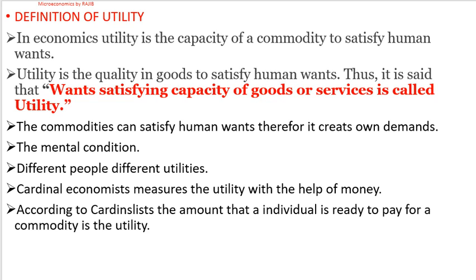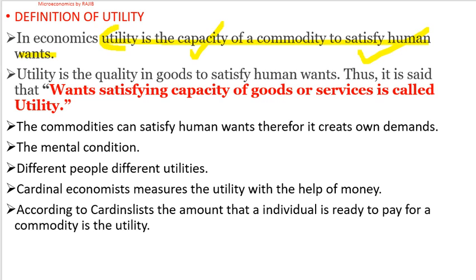In economics, utility is the capacity of a commodity to satisfy human wants. So what is the definition of utility given here? Utility is the capacity. That means you have to remember some key words here. The keywords are capacity and satisfy human wants.